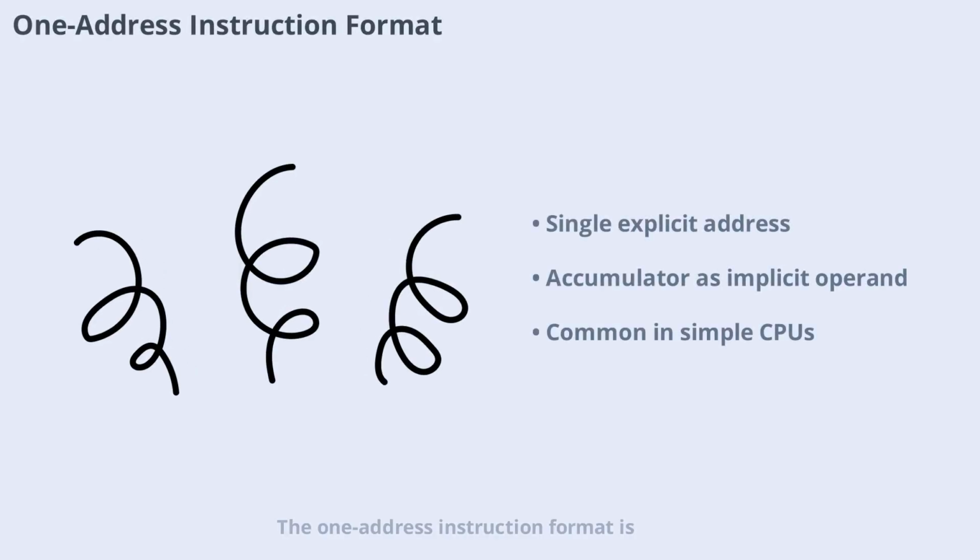The one-address instruction format is often used in accumulator-based architectures. Here, each instruction specifies a single memory address, with the accumulator register serving as an implicit operand. For example, an instruction like ADD X would add the value at memory location X to the accumulator. This format strikes a balance between simplicity and flexibility, reducing instruction size while still allowing access to memory.